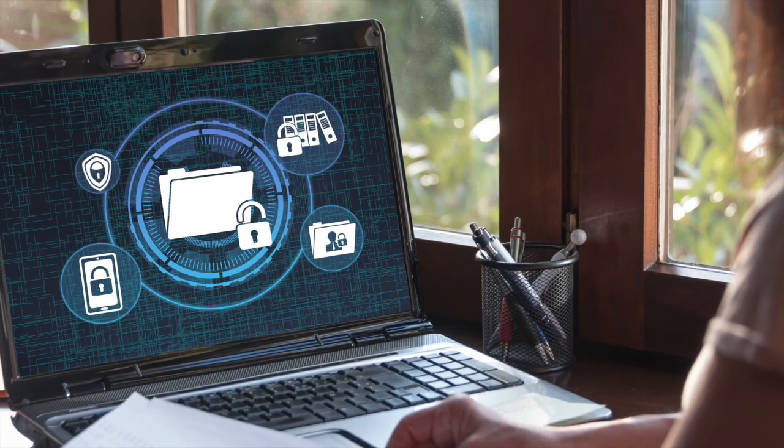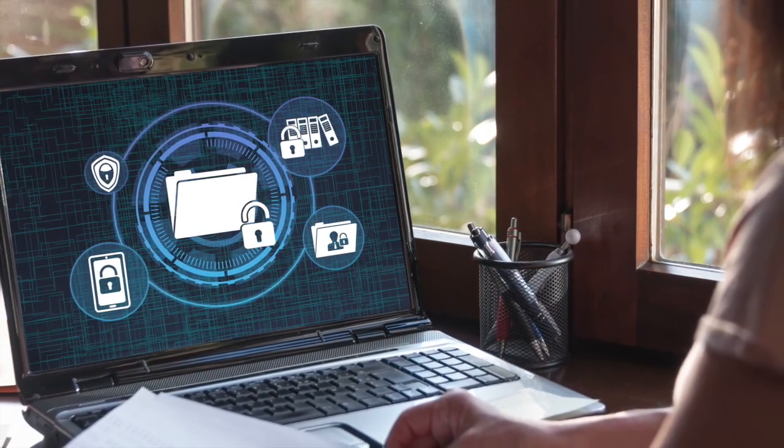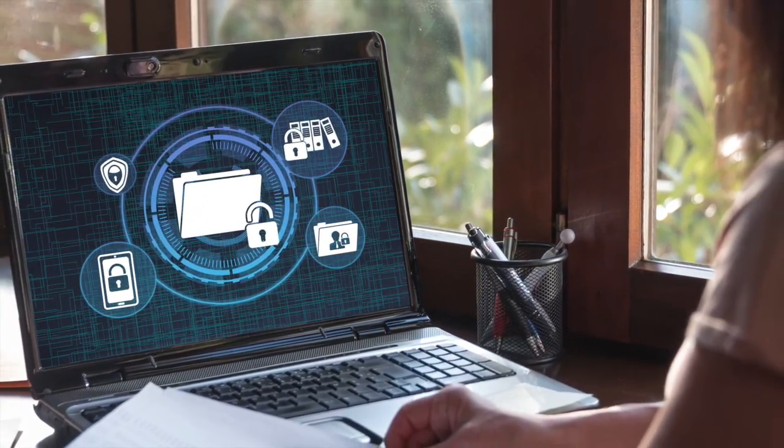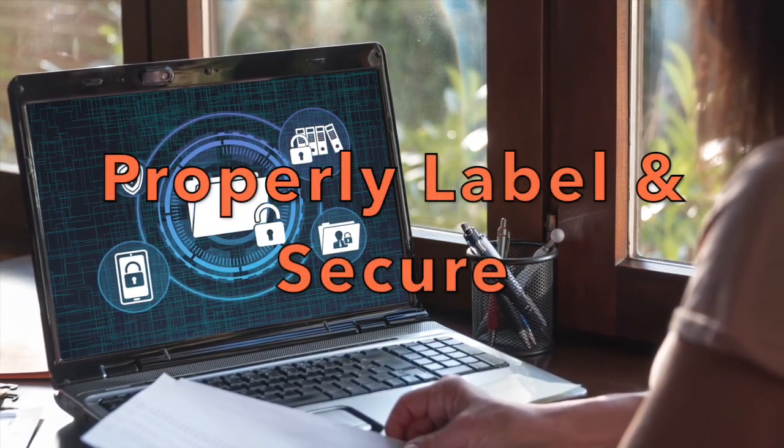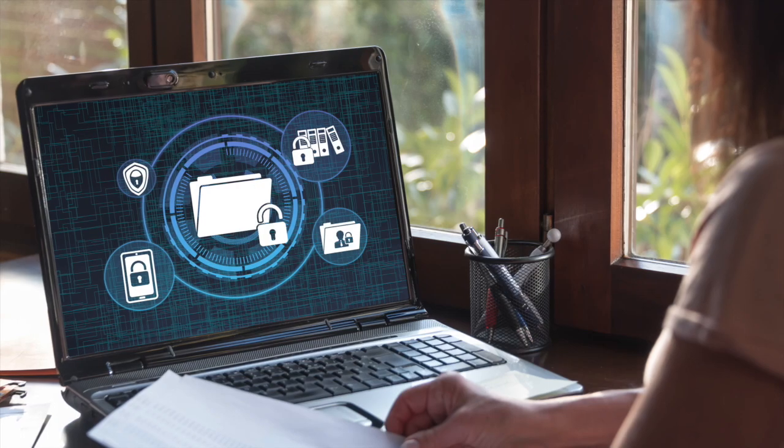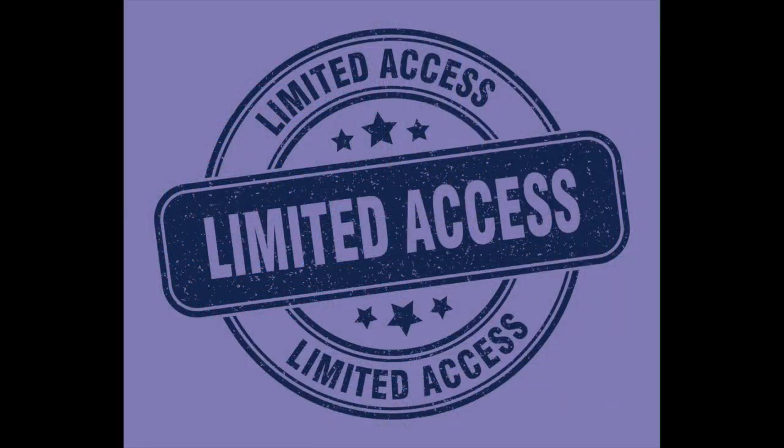Prevention of unauthorized access begins when collecting personal information. First, properly label and securely store confidential information when it is created. Next, limit access to the information to only authorized personnel.